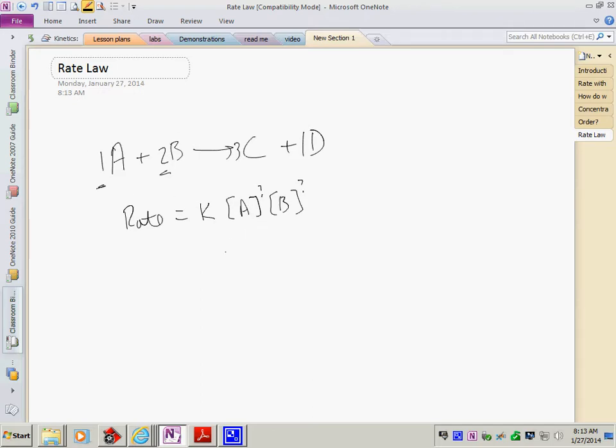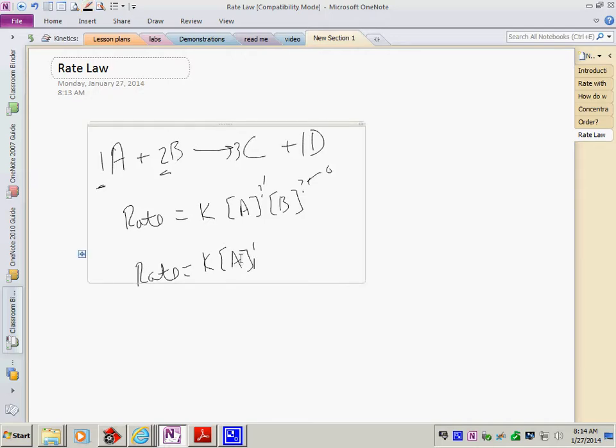Now I will say that if something is 0 order, sometimes they take it out. So hypothetically, and we'll learn in a short moment how to determine these orders, if B happens to be 0 order, they might write it like this. Let's say B is 0 and A is 1. Rate equals K concentration of A to the first power. They might write that. You should be able to at least get to this point where we can write out a rate law.